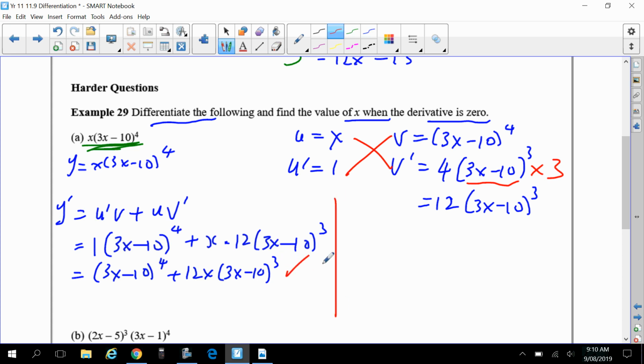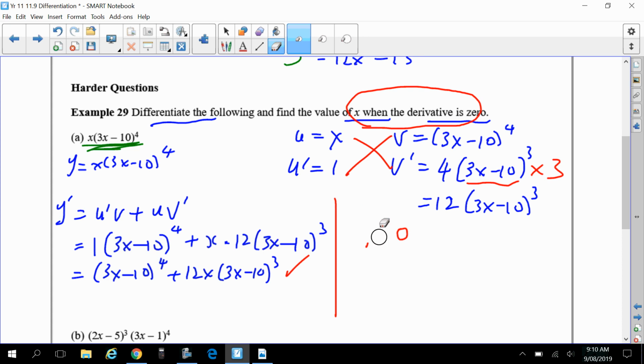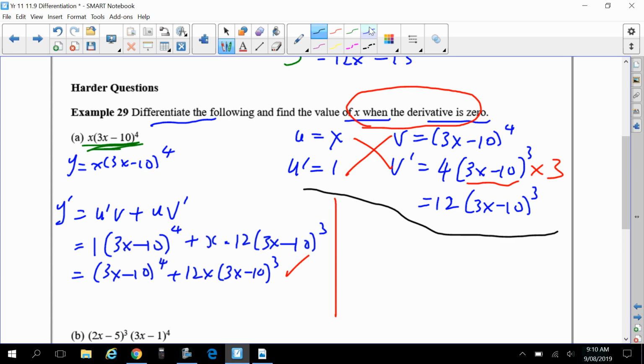However, they want to find the value of x where the derivative is 0, when y dash is 0. Now you have to solve that. And to solve that equal to 0, you have to factorize. So normally you don't have to factorize, but for this question, you have to. The question is, how do we factorize? Some of you can do it. Some of you may find it difficult. Watch this.